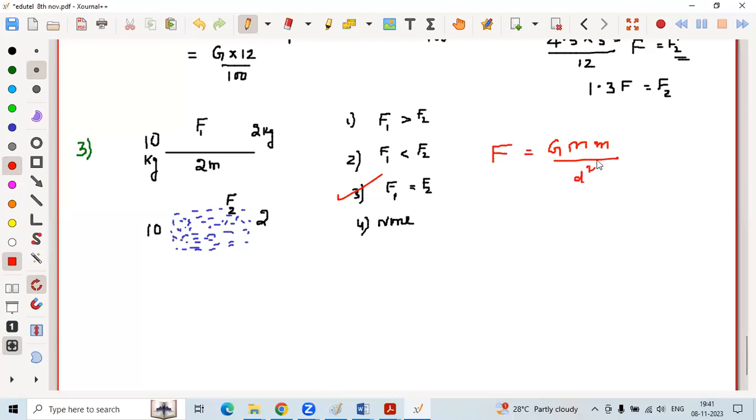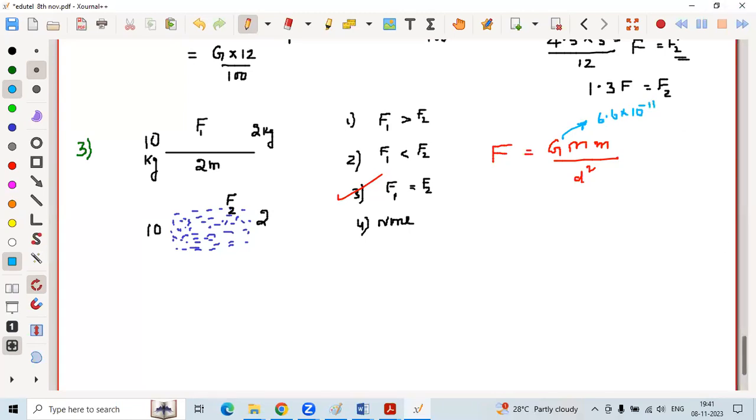Medium property doesn't come in here. Whatever medium is there, I don't need it, because capital G is a constant value, 6.6 into 10 power minus 11. Hence, moral of the story is force of attraction between any two masses never depends on the medium between them. That's the answer.